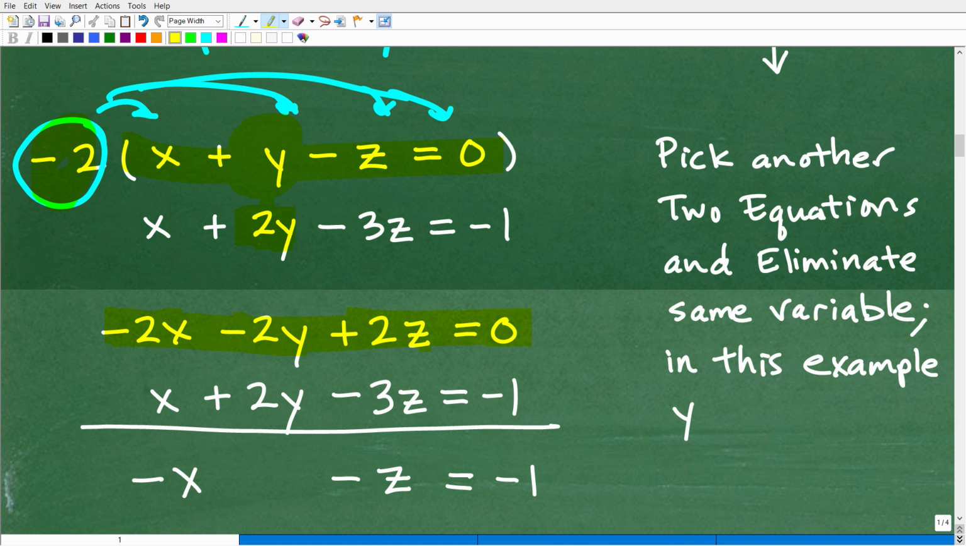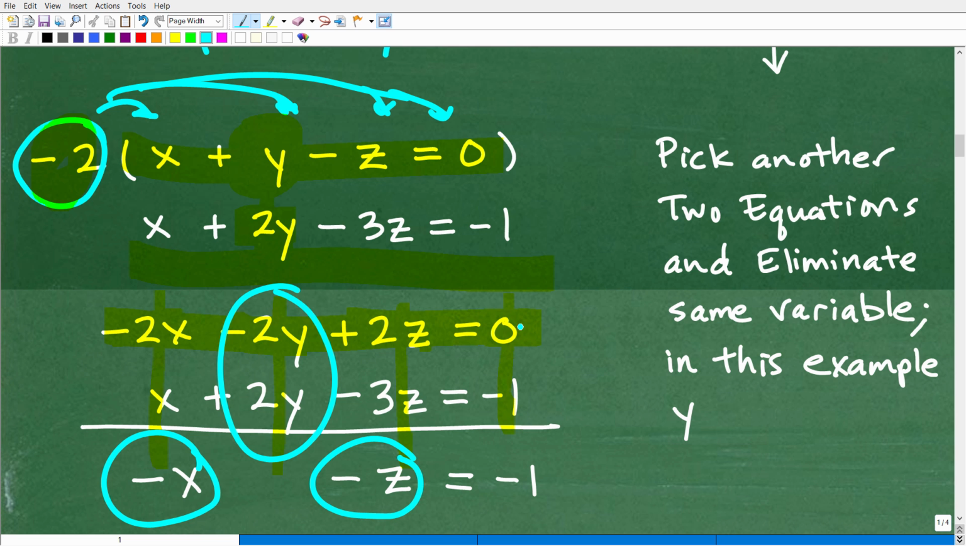Okay, so now I'm going to use this equation and add it to that last equation right there. So let's add down, and the whole reason I'm adding down is because I get rid of the y's again. So this is awesome. -2x plus x is -x. The y's go away, and I have +2z minus 3z is -z. 0 plus -1 is -1. And now look what I have here. I have an equation, -x minus z is equal to -1.